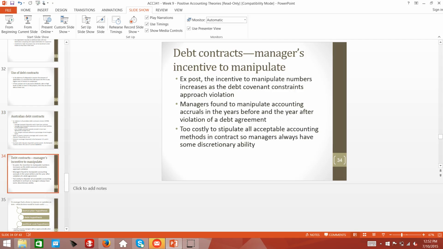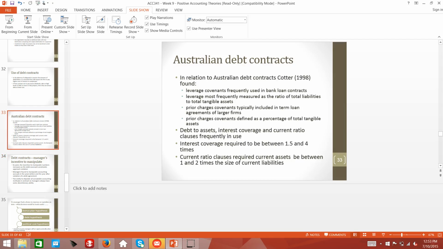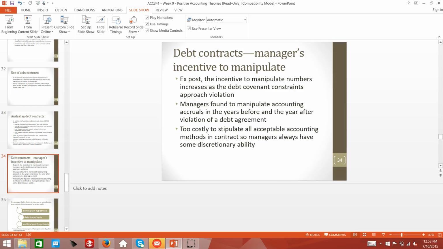So what's the incentive to managers to manipulate the numbers? Ex post, so that means after the contract has been written, the incentive to manipulate numbers increases as the debt covenant constraints approach violation. So the closer a firm is to breaching its debt covenant, closer it is to exceeding its overdraft, or to having its debt reach a level which breaches the earlier reported ratios, what are they likely to do? Manipulate accounting accruals in the years before and the years after the violation.